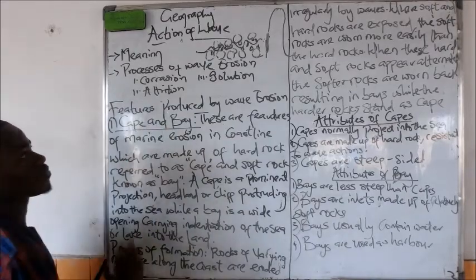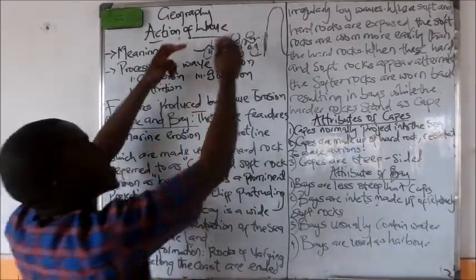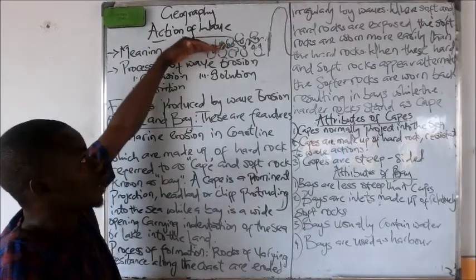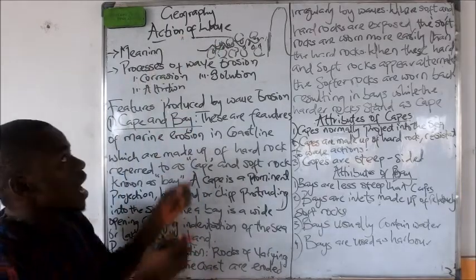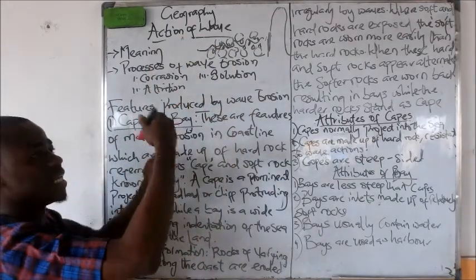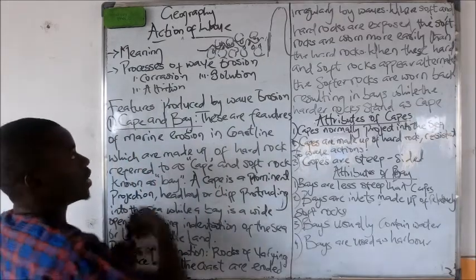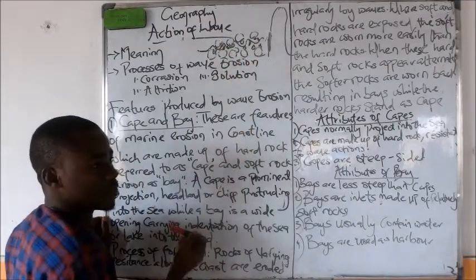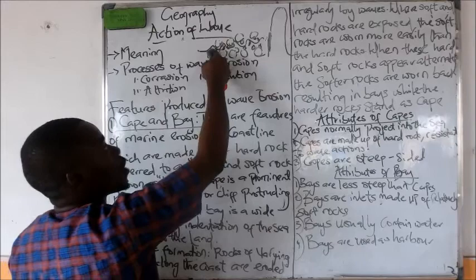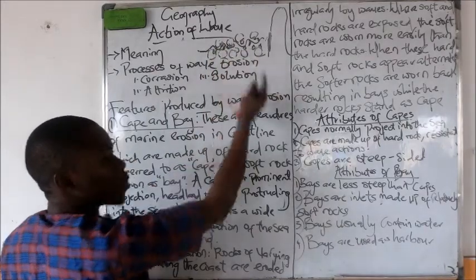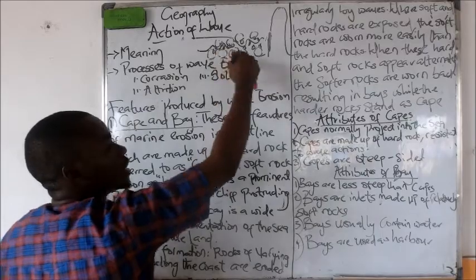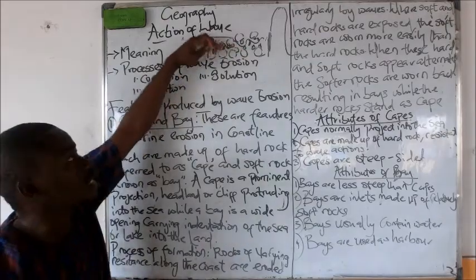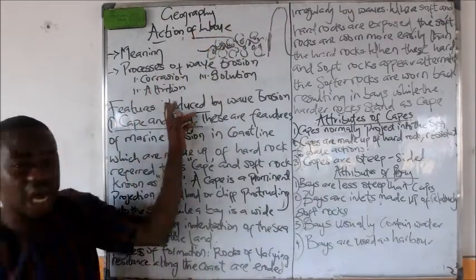But attrition occurs when the fragments within the body of water wave collide with each other. As they collide with each other, they tend to reduce in size. This one collides with this one, this one collides with this one. Erosion is taking place in the middle. When they collide with one another, they tend to reduce in size, meaning that erosion is also still taking place. But this kind of erosion is what we call attrition.